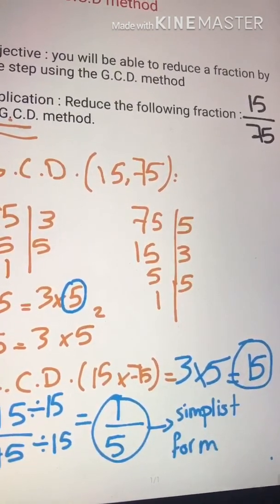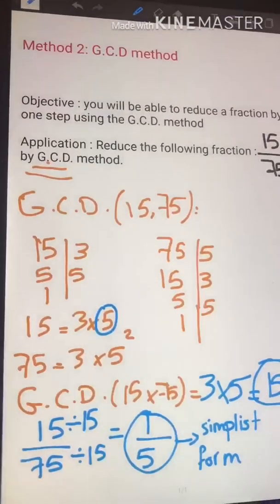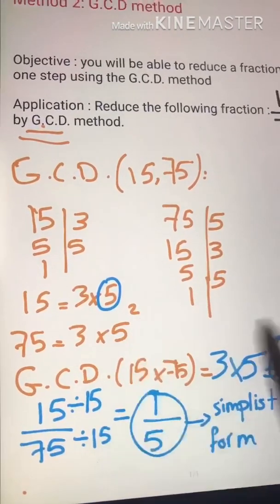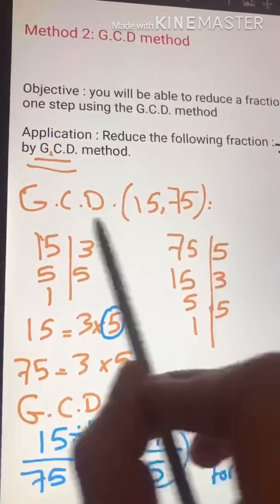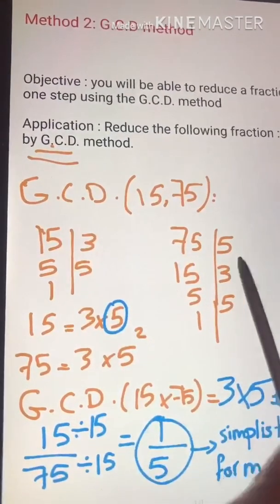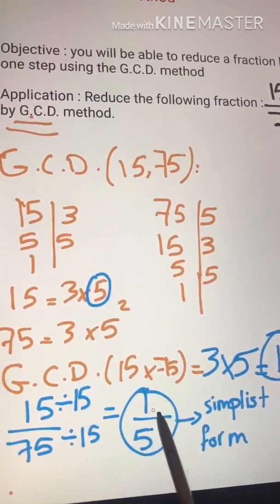Okay, so this is the second method, which is the GCD method. As you notice, I use only one step, division. How? By first finding the GCD. Find the GCD, make the prime decomposition for the two numbers, then you can find it, then divide by it directly, and you will get the simplest form.